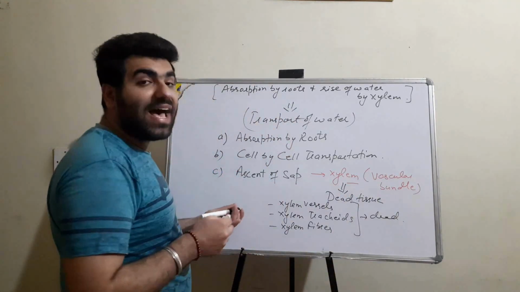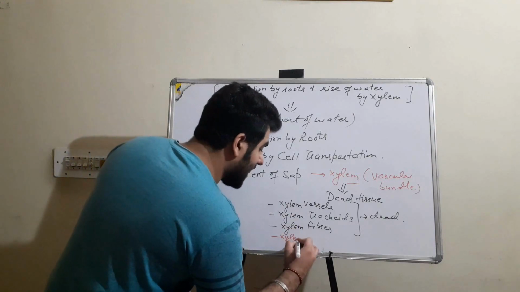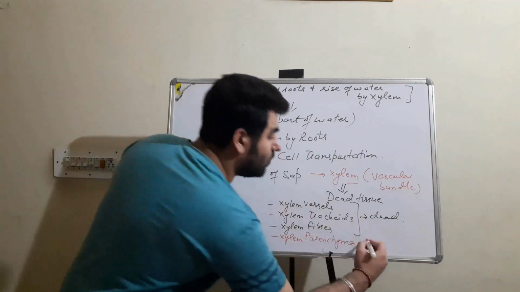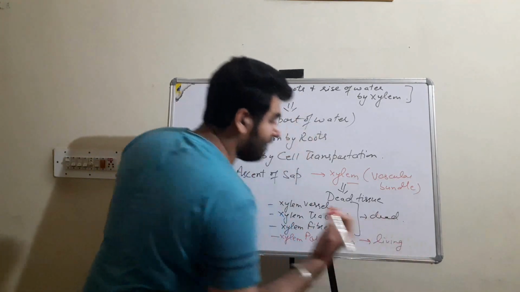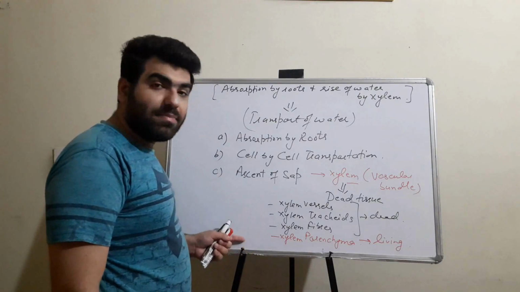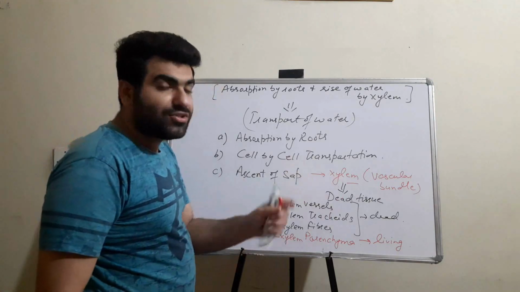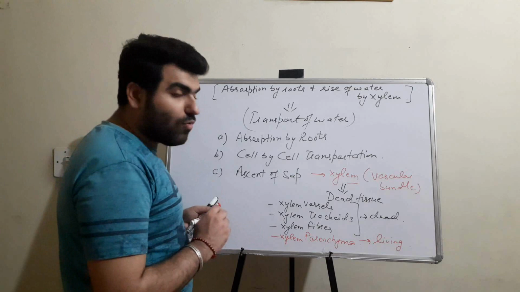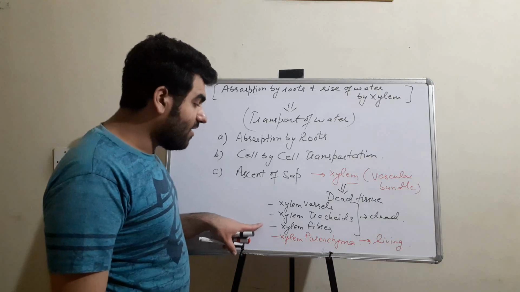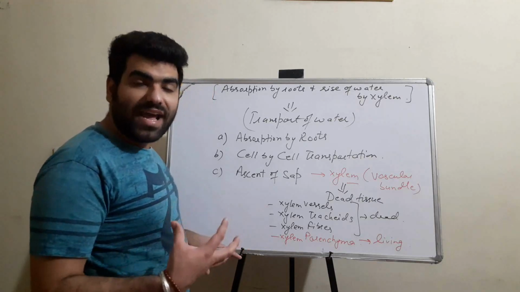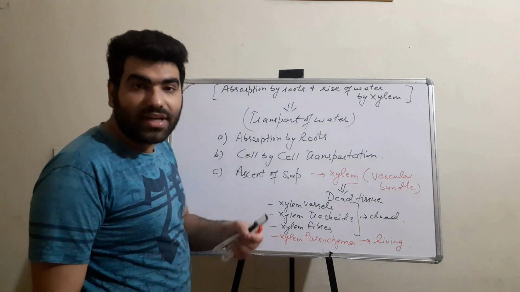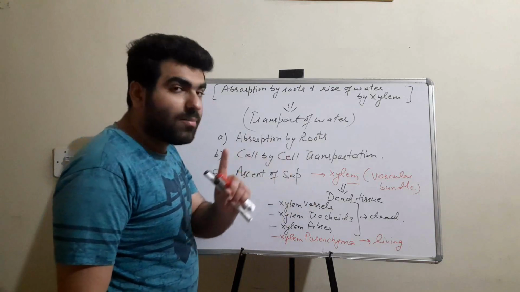Only the living part is the xylem parenchyma. So xylem vessels, tracheids, fibers and parenchyma are the parts which form the entire tissue of xylem. The xylem vessels and tracheids help in transportation of water. Fibers provide strength and support, and xylem parenchyma, a living cell, provides turgidity to the cell. So this is about the xylem.